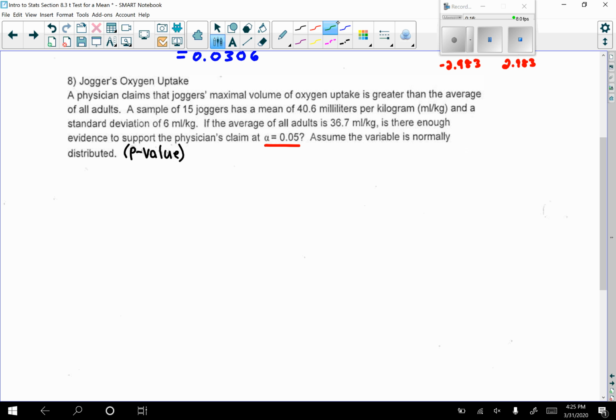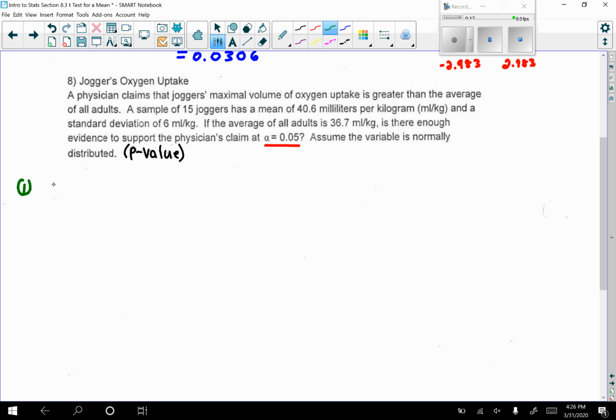All right, so here a physician claims that joggers' maximal volume of oxygen uptake is greater than the average of all adults. A sample of 15 joggers has a mean of 40.6 milliliters per kilogram and a standard deviation of 6 milliliters per kilogram. Notice it doesn't say sample, but more importantly, it doesn't say population, so this is the sample standard deviation. If the average of all adults is 36.7 milliliters per kilogram, is there enough evidence to support the physician's claim? Since we're using support, that alternative hypothesis is going to be the claim.